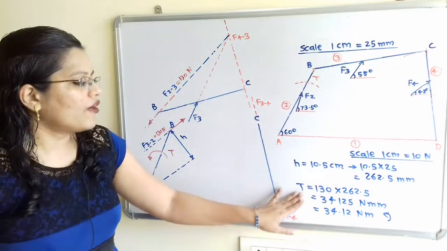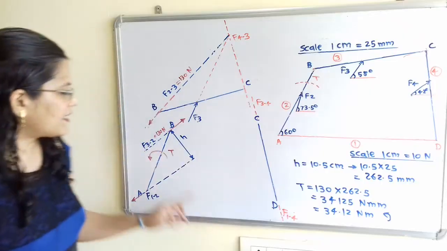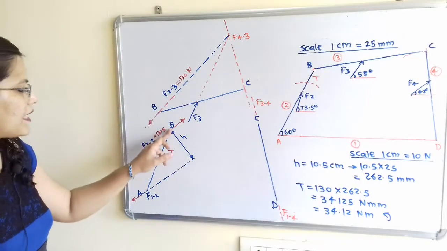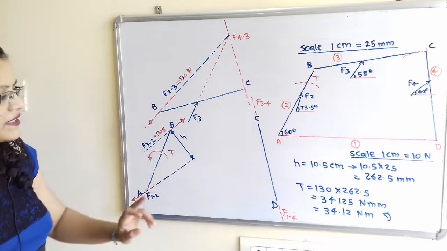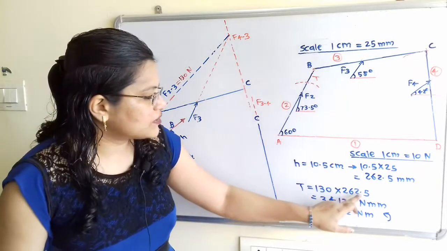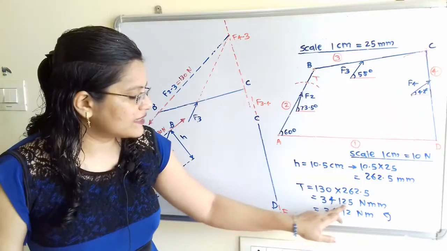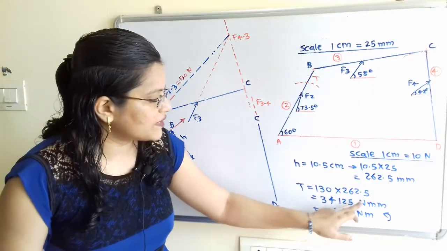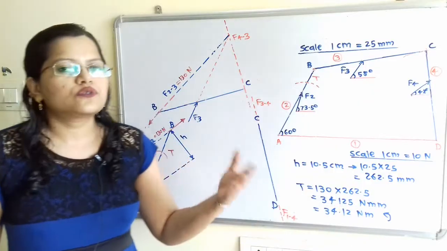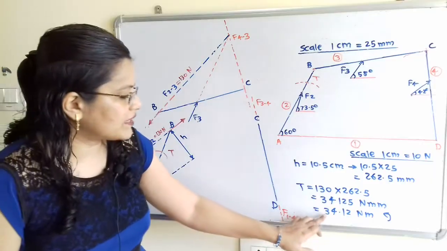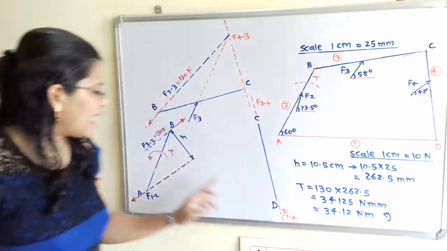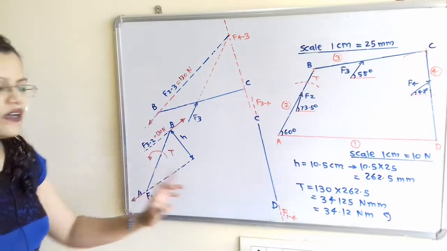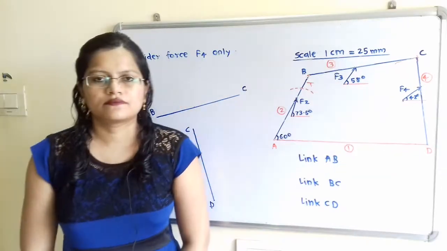So how to find out this torque T? That is this force multiplied by the perpendicular distance, that is 130 Newton multiplied by 262.5 millimeter. So this answer is 34,125 Newton millimeter. We will convert this into meter, that is 34.12 Newton meter. And what is the direction? The direction is anti-clockwise.